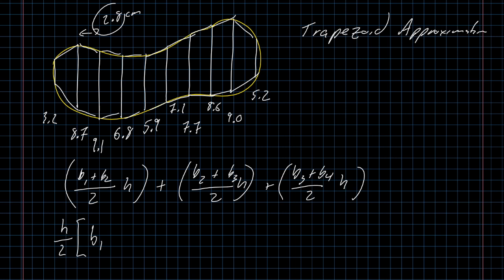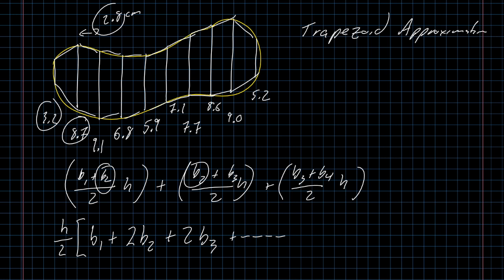I've got B1, the length of the first side. That's going to be this 3.2. And then I've got 2B2, because it shows up here and there. That'll be the length of this side. I've got 2B3, and then everything except for the last one will get multiplied by 2. All right, the first one and the last one do not get multiplied by 2 because they're only in one trapezoid, and everything else gets multiplied by 2 because that same side is in 2 different trapezoids. So you can go through and you can plug all of that in, and you can get a result, and it 100% works every single time.